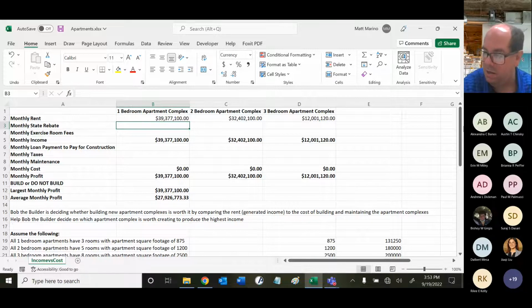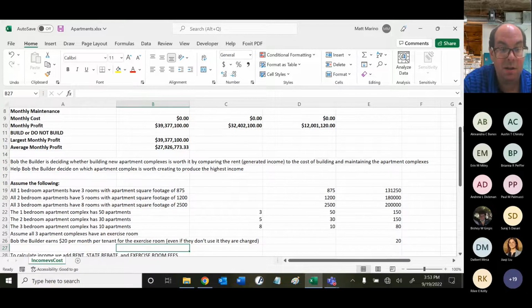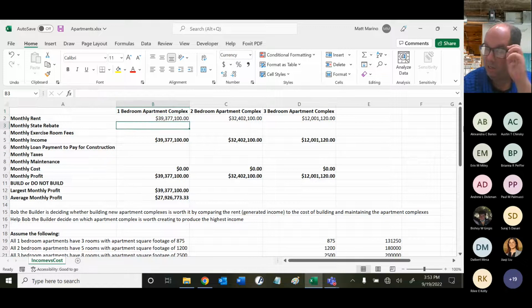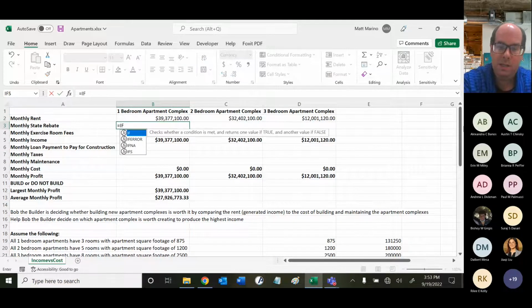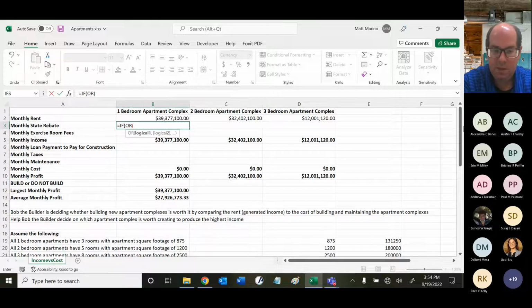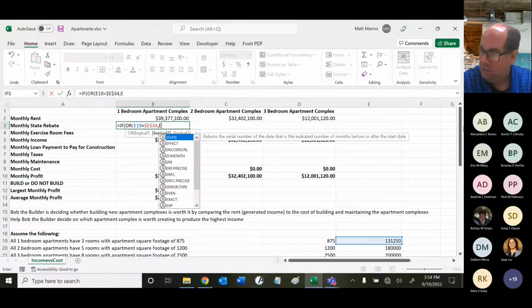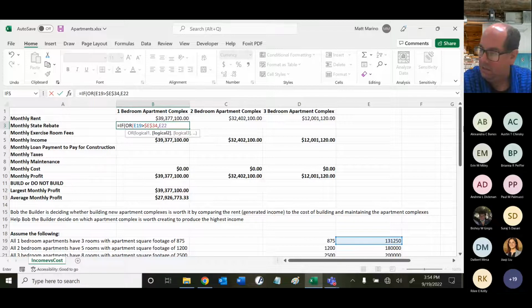So then we have our monthly state rebate, which is described below here in 833. So we need to do a nested function. In this example, we're going to do an OR inside of an if. So we do equals if or E19 greater than the absolute of E34 or E22 greater than the absolute of F34.